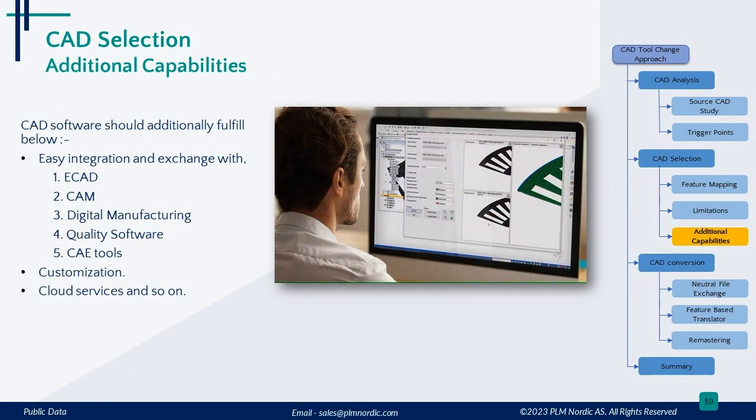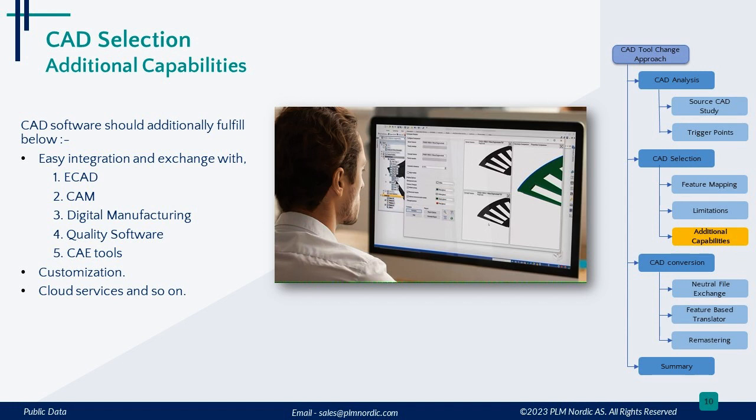Furthermore, we will see about additional capabilities. The implementation team should also look for additional software features that will be useful to them in the future. It should fulfill the additional requirements that CAD teams are looking for, like easy integration with ECAD, CAM, digital manufacturing, quality software, and CAE tools.